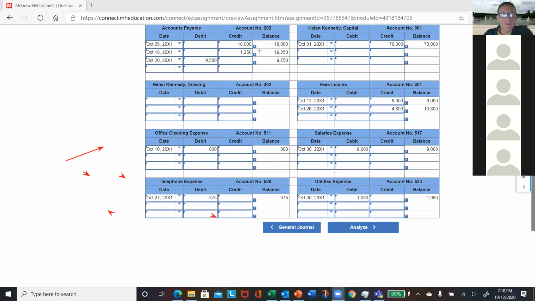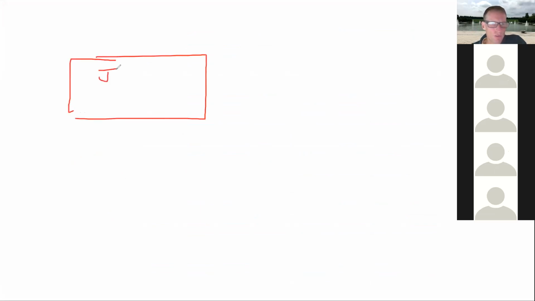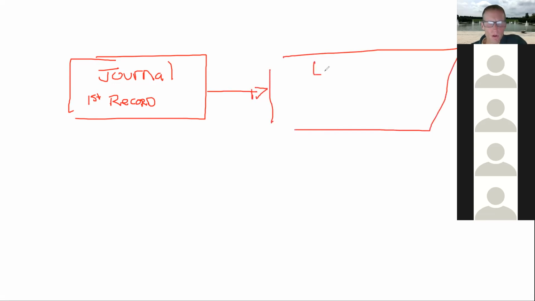So where I'm heading with this, and I'm going to come back to this in a minute, I want to go back and draw stuff out just to visualize. I do this all the time. Just to give you the big picture of where we're headed tonight, I'm just talking concepts. Remember the journal, that's the first place you record your debits and credits. And then from your journal, you would then post to your ledger.